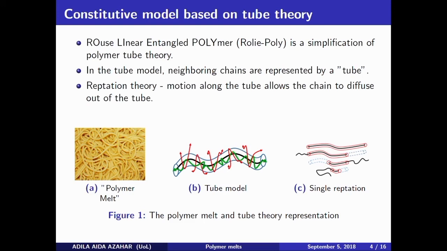Doi and Edwards applied the reptation model to describe the motions of the polymer chain in the tube, until the chain is allowed to diffuse out of the tube. As we can see from here, this is the tube model, which represents each of the polymer chains in the polymer melt, and this is the single reptation, which shows the motion of the polymer chain diffusing out of the tube.